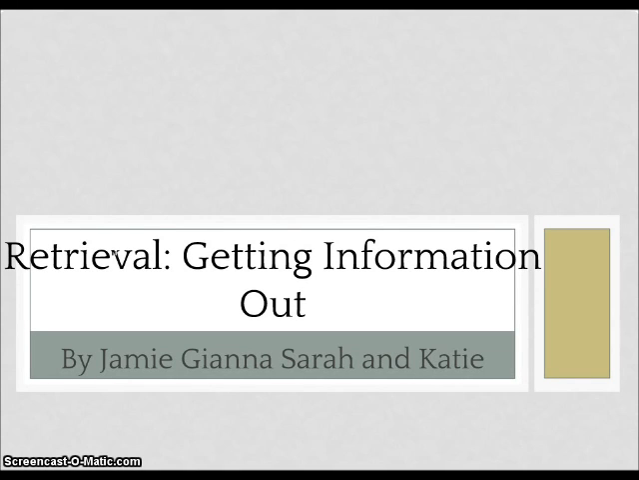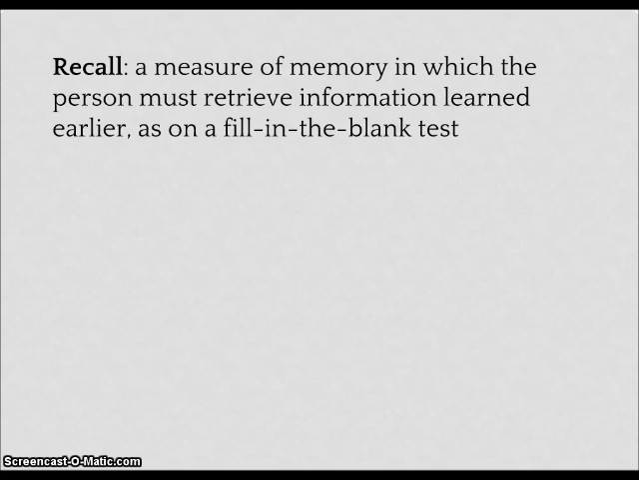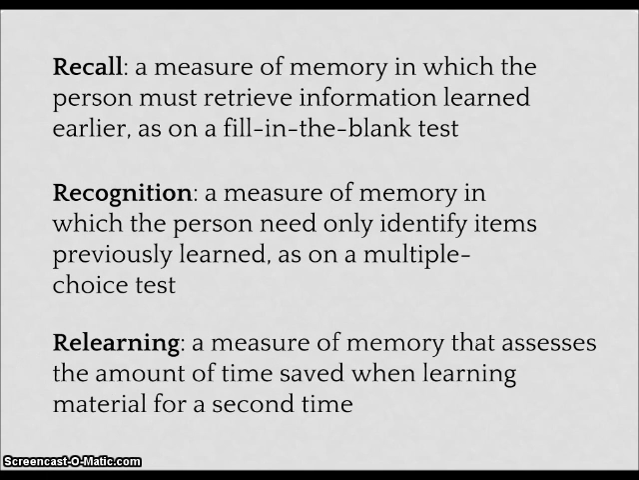Retrieval, getting information out. How do we get information out of memory? Remembering an event requires taking in the memory, or encoding, and then storing the memory. For many, memory is simply recalling information or retrieving information that's not in our conscious awareness. Psychologists say memory is any sign you've learned something and retained it.